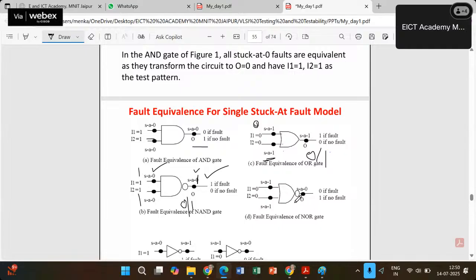Likewise, for the NAND gate also, we have input stuck at 1 faults which are equivalent to stuck at 0 at the output.